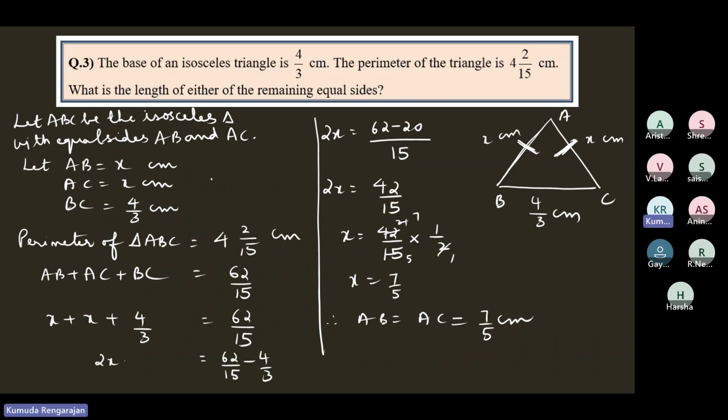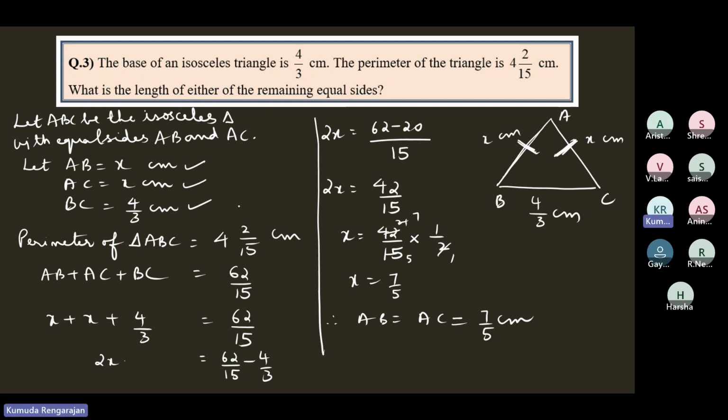Okay. So now we are done with the assumption. We have named our triangle and we have the lengths of all the three sides. So AB and AC not known, x, BC is 4 by 3. So we're done with the assumption.